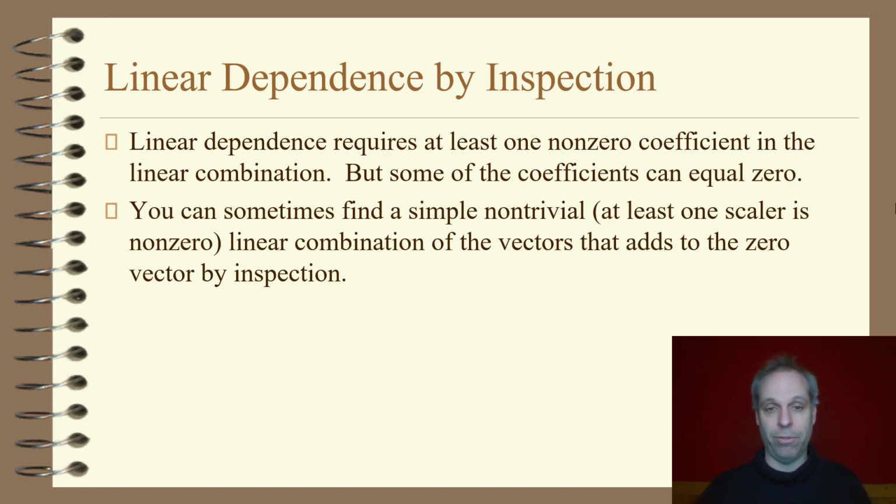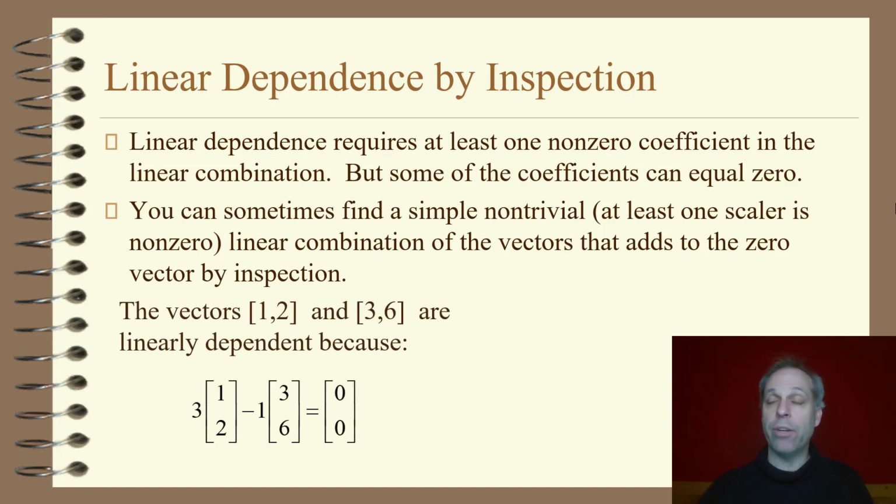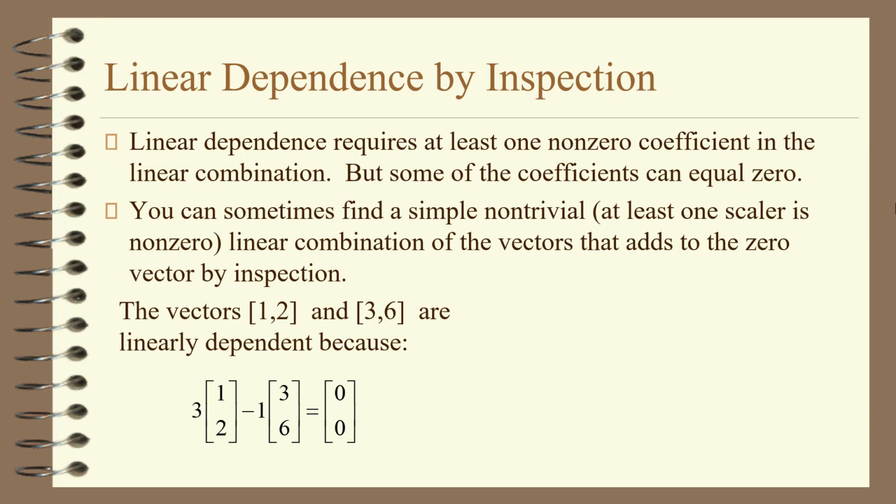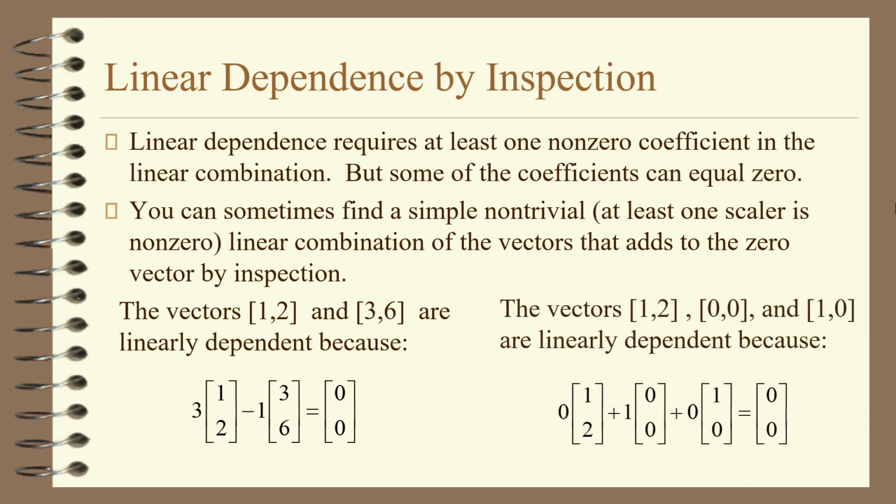This is called by inspection. For example, if you look at the vectors 1, 2 and 3, 6, obviously one vector is 3 times the other. So if you take 3 times 1, 2 and subtract 1 times 3, 6, you get the 0 vector. So that means these two vectors are linearly dependent. A little more tricky, if you look at these three vectors, 1, 2, 0, 0, and 1, 0, notice you can multiply the vector 0, 0 by 1, which is not 0, and multiply the other scalars by 0, and you get a non-trivial linear combination of these vectors that adds up to the 0 vector. So those vectors are linearly dependent.